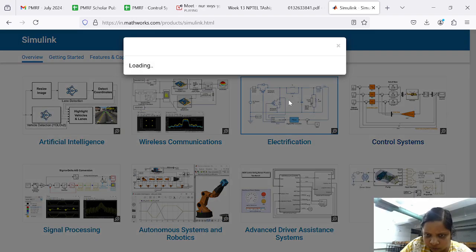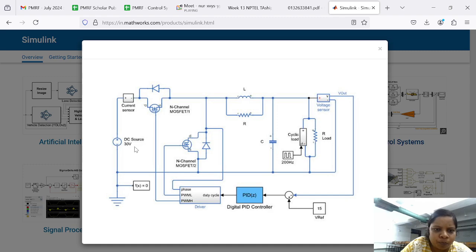See this electrification project. It has a DC source, then it has a current sensor, then it has a MOSFET. So many MOSFETs are connected. It has RL connected over here, and it has a PID controller connected over here. A driver is designed over here which takes some duty cycle and gives out the phase and PWM output. There is some reference voltage given over here, there is some V out coming over here. So the subtraction of this goes into the controller.